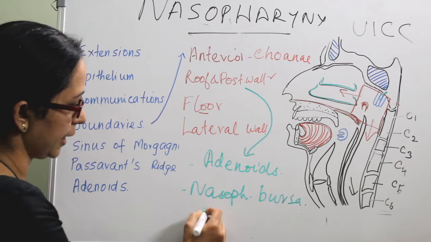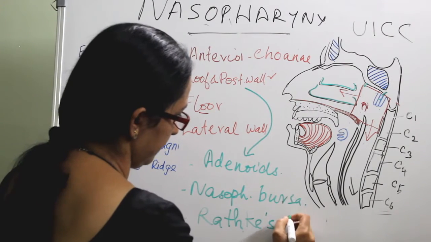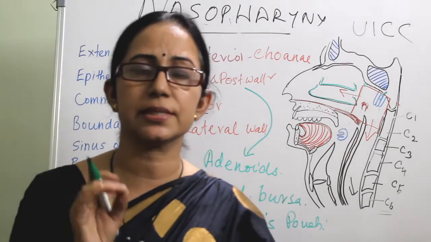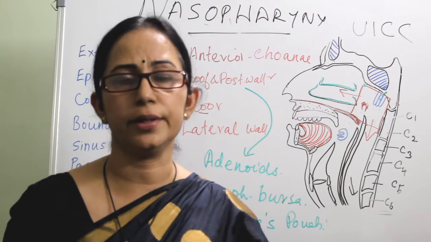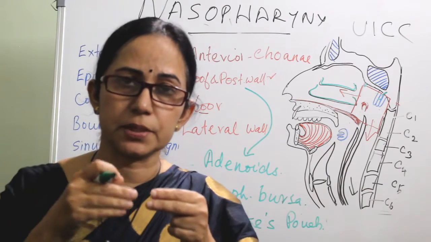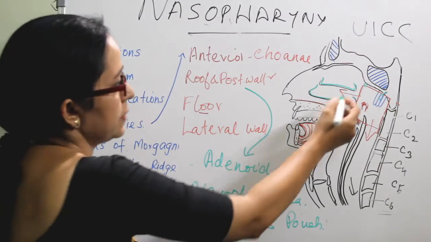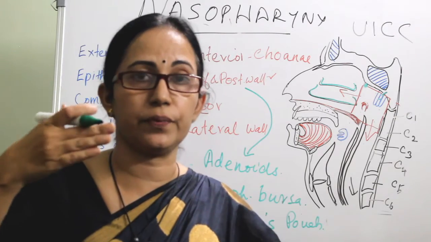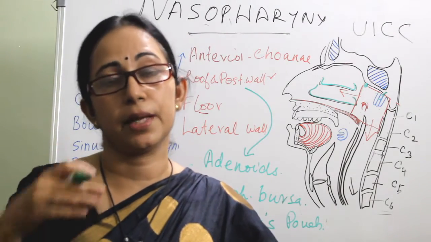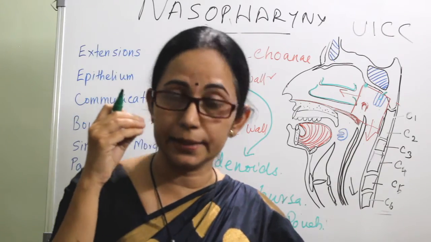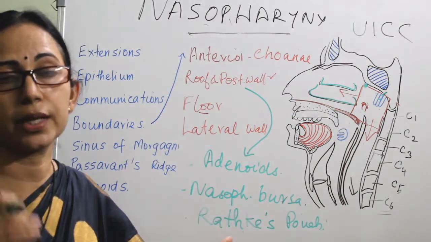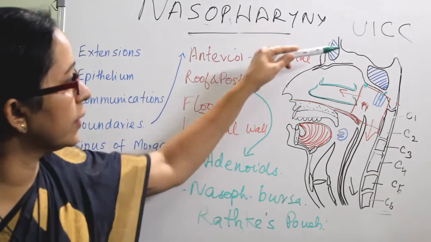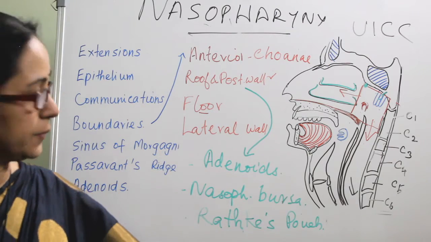And the third thing is Rathke's pouch. And what is this Rathke's pouch? Rathke's pouch is seen as a dimple above the adenoid, where the posterior end of septum comes and joins with the roof of nasopharynx. It comes exactly here. Just posterior to that, above the adenoids, you can see the dimple, which is the Rathke's pouch, a remnant of the buccal mucosal invagination, which forms the anterior lobe of the pituitary. Okay, that is Rathke's pouch.